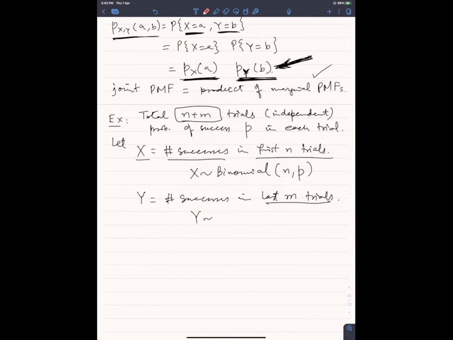So this would be in the last m trials. See, all of these trials are independent. So why do I care कि पहले n trials हुए? I am saying that there are m trials which are independent. P is the probability of success in each trial. Y is the number of successes. Then y has to be binomial. It cannot be anything else.